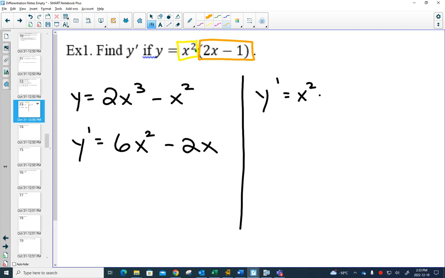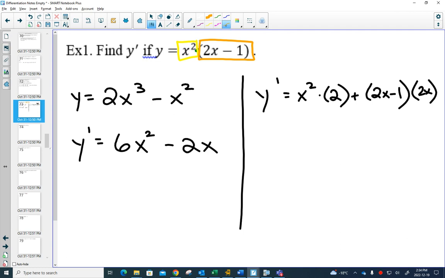Because you could do the derivative of 2x, that would give you 2, plus the derivative of minus 1 would just be 0, would just be 2. Then we go plus, keep the other one the same, so now I keep the orange box the same, and the derivative of the first one would be 2x.